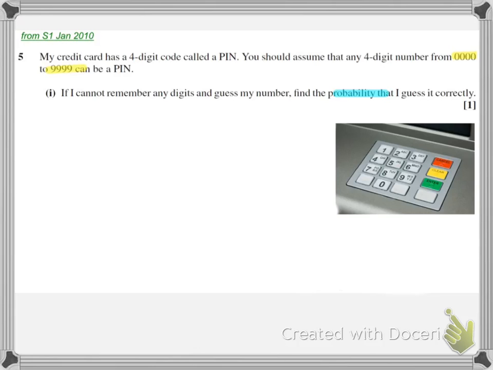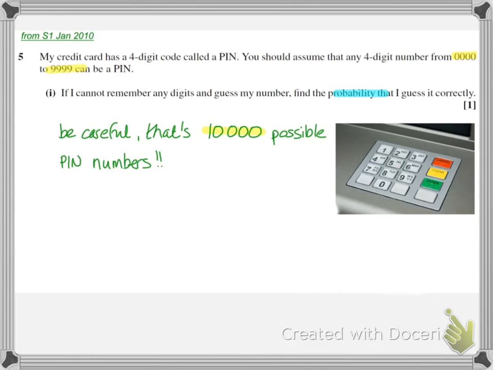So, as usual, I'm already picturing the image of going up to a cash machine or buying something with a credit card and having to enter a PIN number. One of the obvious mistakes that people would make here is looking at that number 9999 and thinking that there are 9,999 possible PIN numbers, but then that's missing out the number 0000. So in fact what we should be doing is thinking that there are 10,000 possible PIN numbers.